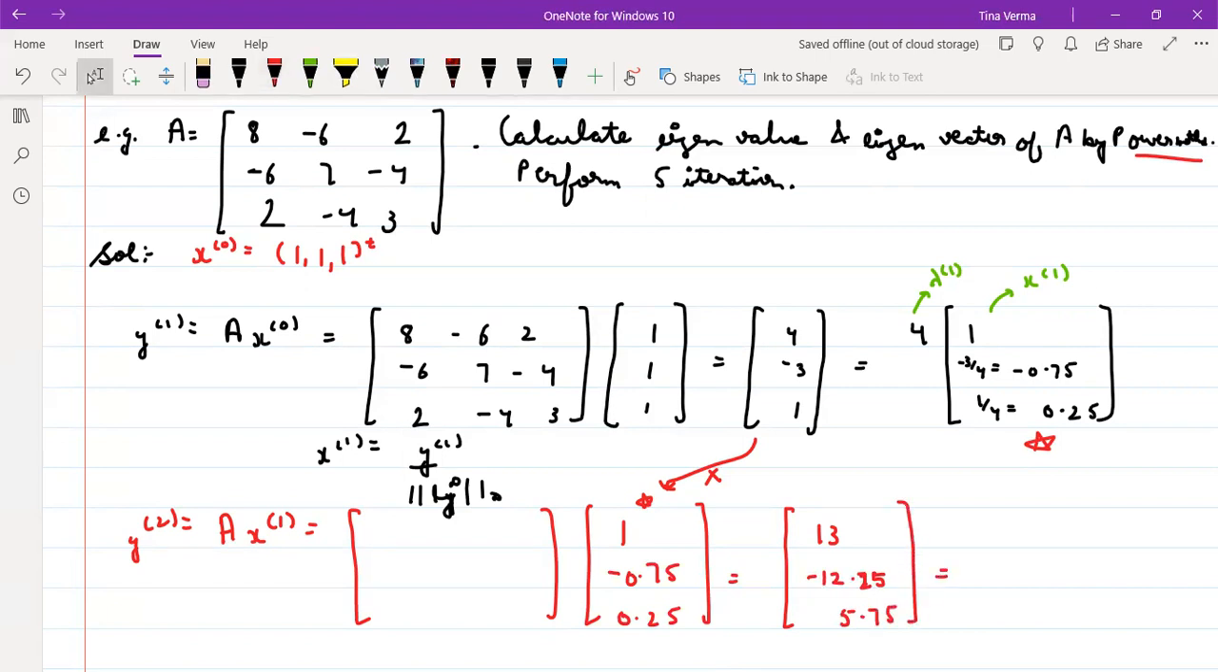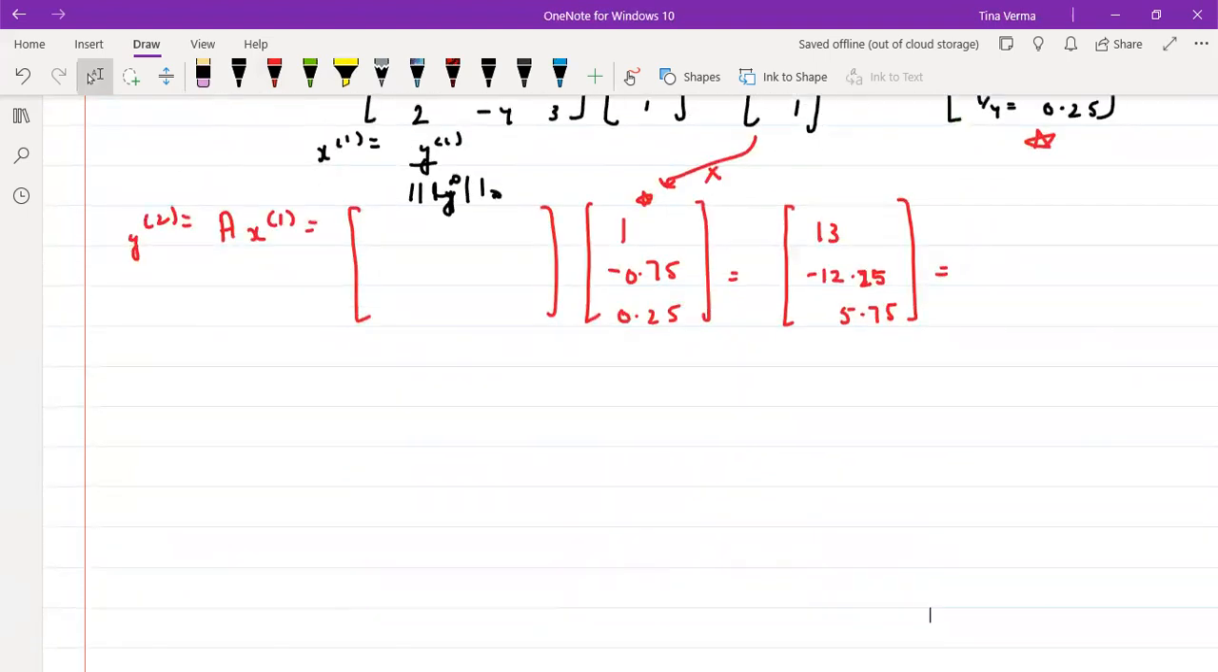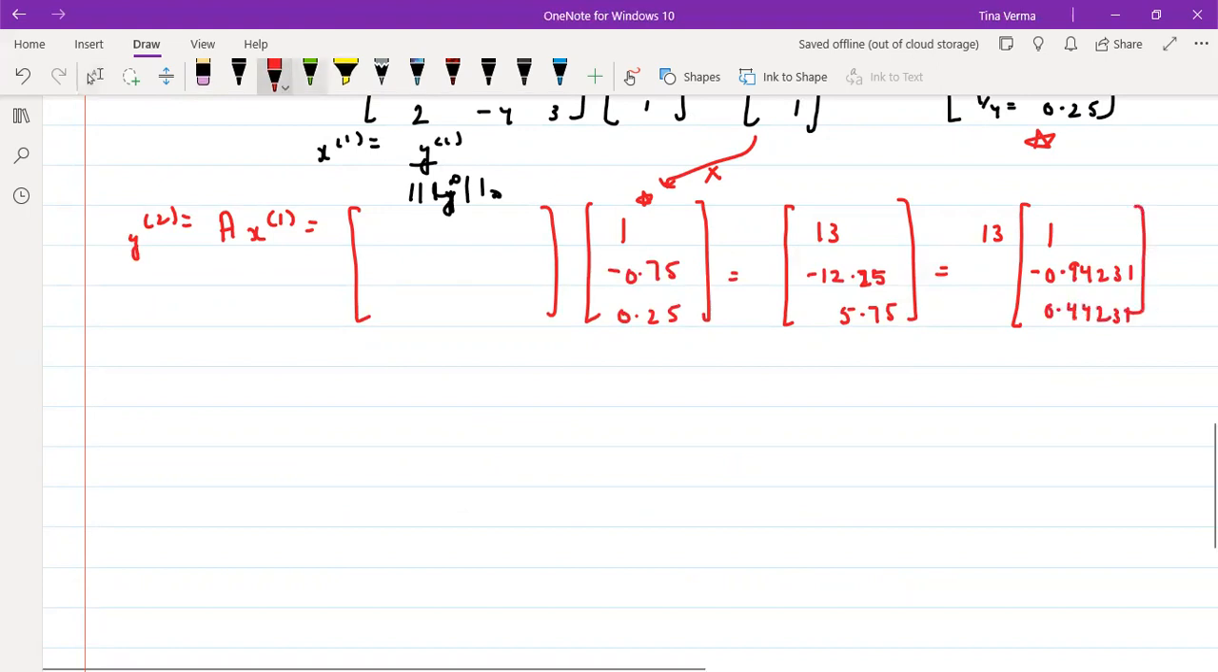Now, how do you find the eigenvector from this? You take the maximum element out, which is 13. Dividing 13 by 13 gives 1, and the rest become -0.94231 and 0.44231. This is your second iteration for the eigenvalue, and this is your second iteration of the eigenvector.